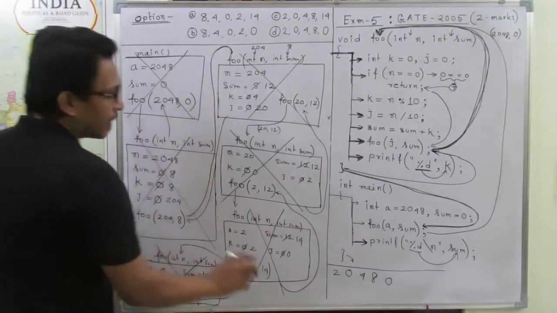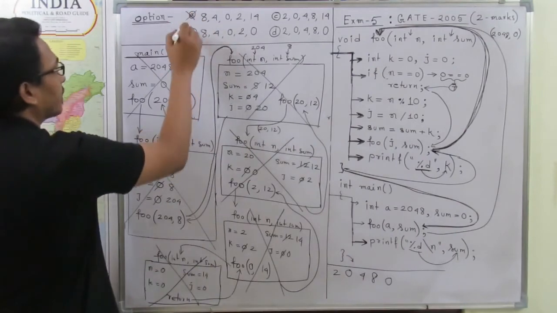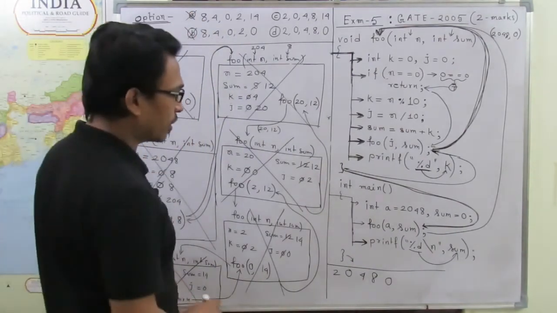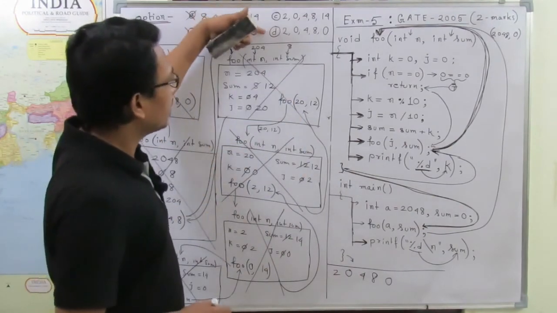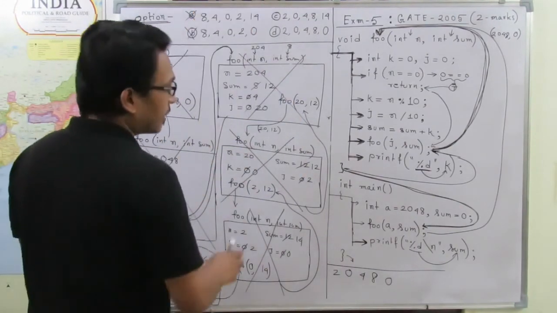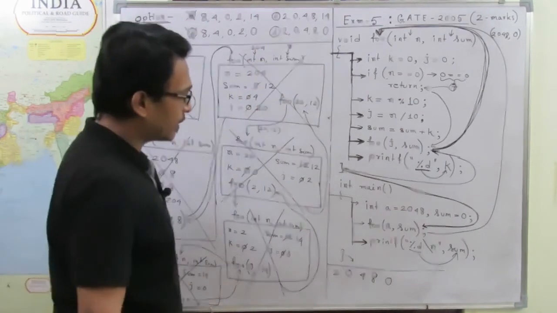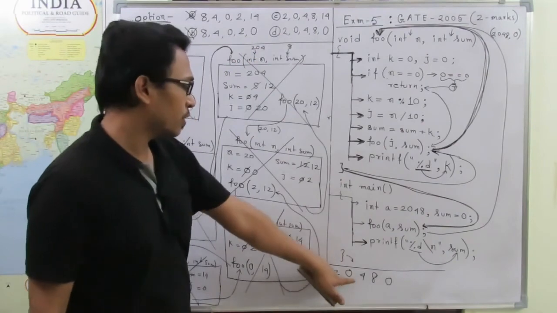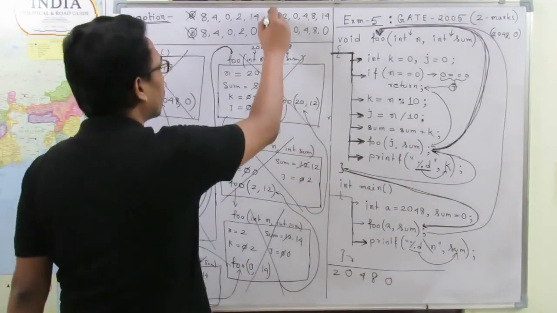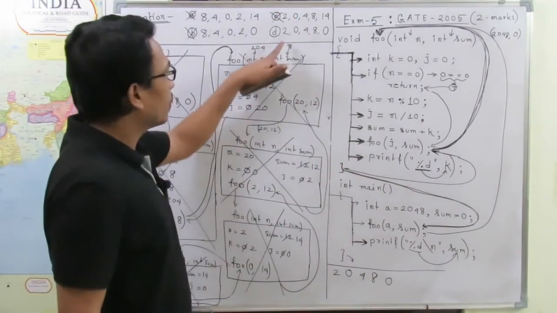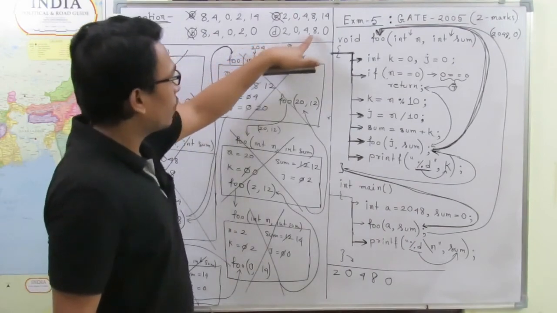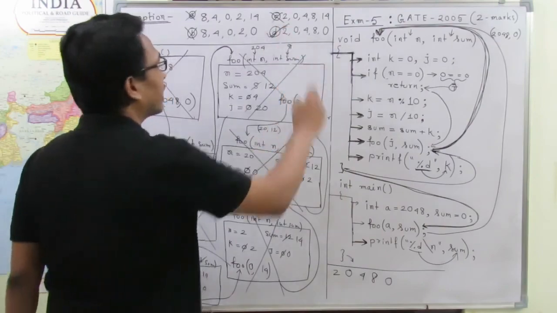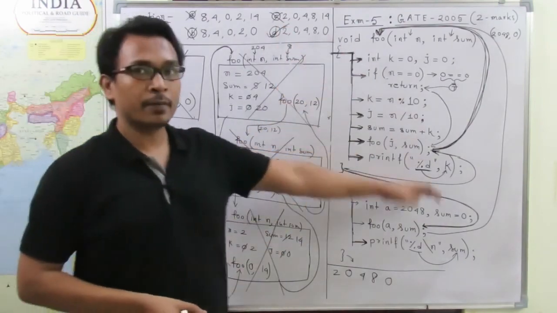Which one is the correct result? The first one is 8. Is it the correct result? No, it is not. The next option B is again 8, so it is also not the correct result. Now C and D. In C the result is different from 20480, so this one is also a wrong option. The result is 20480, so option D is our correct answer for this given problem.